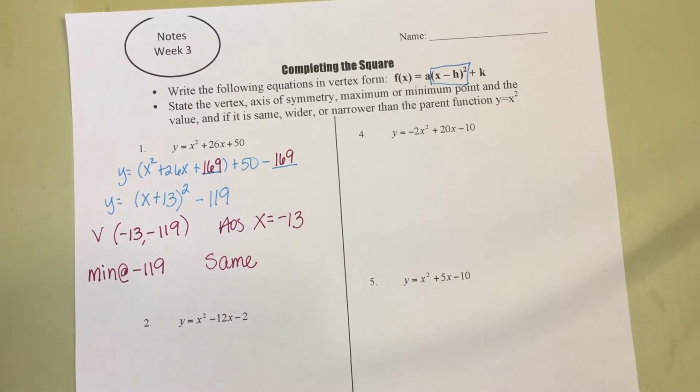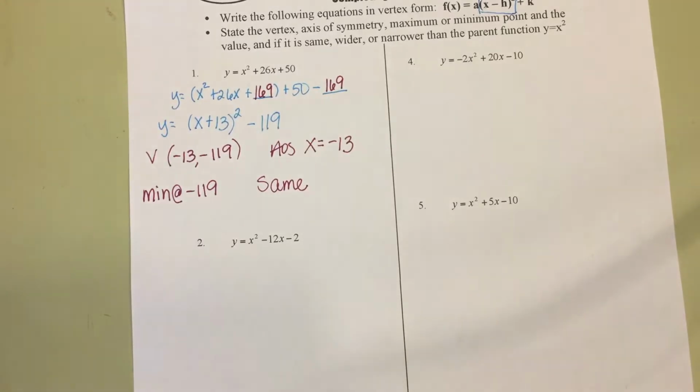So again, these numbers 1, 2, and 5 are all from day 9 notes, and 3, 4, and 6 are from day 10 notes. So if you want to go back and look, just so you know. All right, so then number 2.